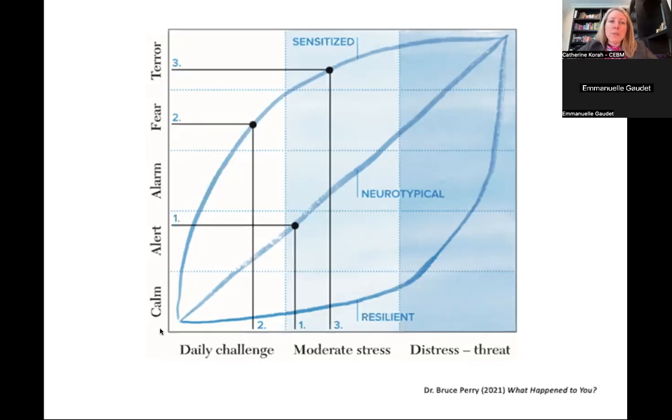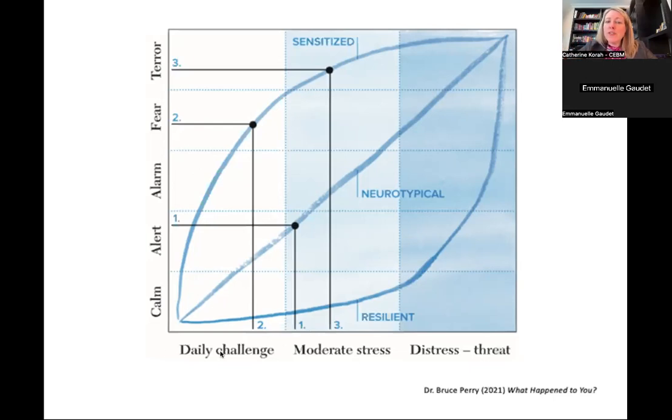So on the axis from the bottom to the top, we're looking at the state of mind of the person, the level of emotion. And so we're going from a state of calmness to being alert, to being alarmed, to being afraid, fearful, to being in a state of terror. And so for the neurotypical person, the line in the middle, we can see that their emotional state is proportionate to the situation at hand.